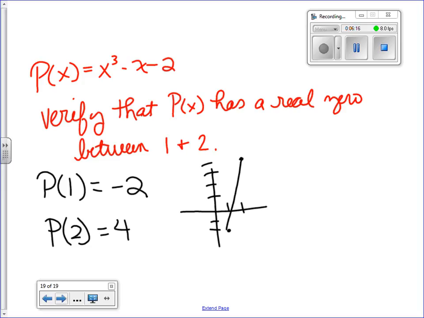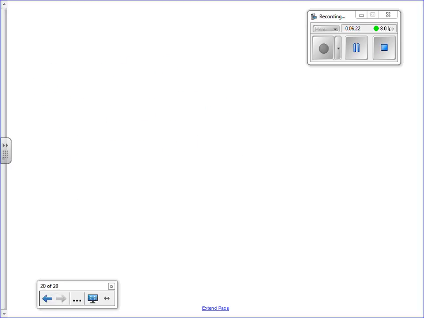Lots of factoring and other stuff today. How many of you have graphing calculators? Get it out.